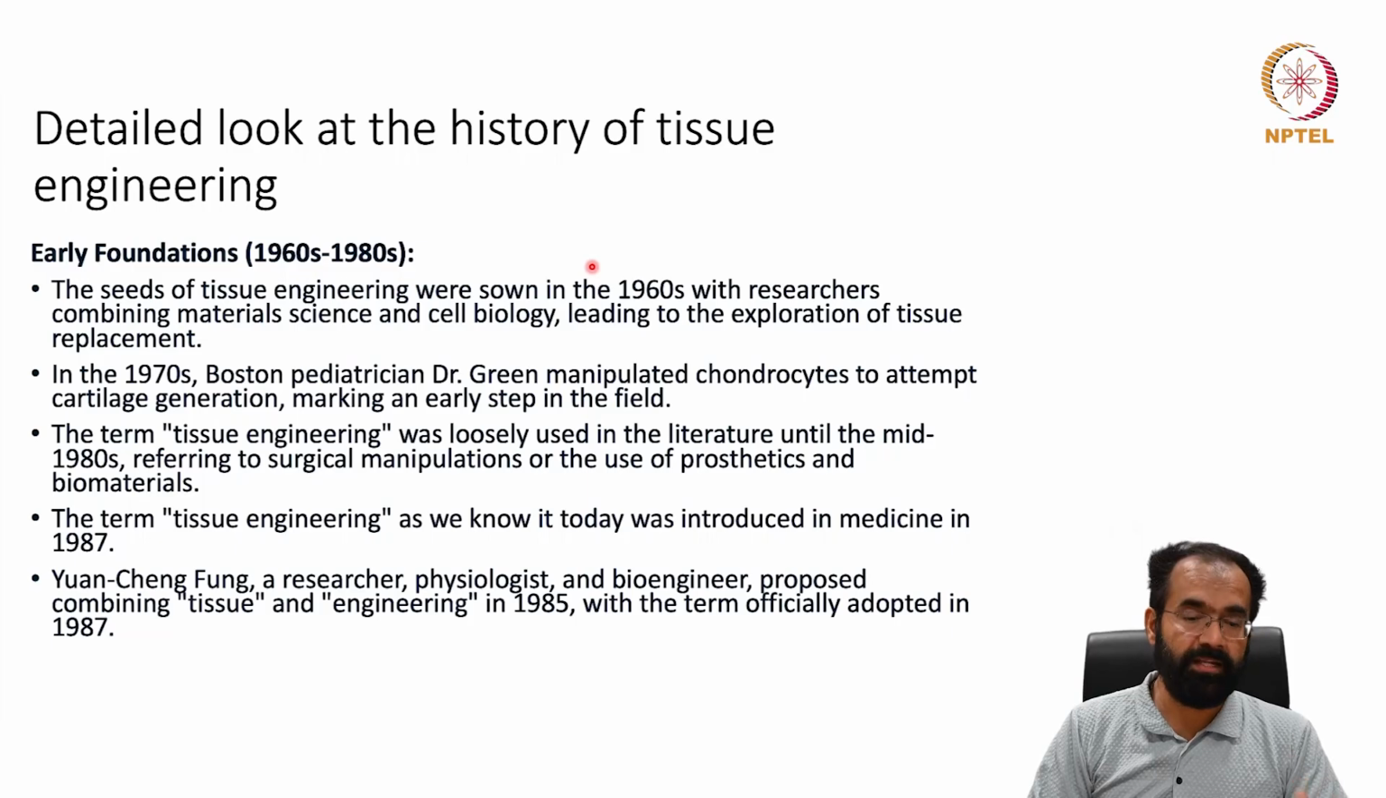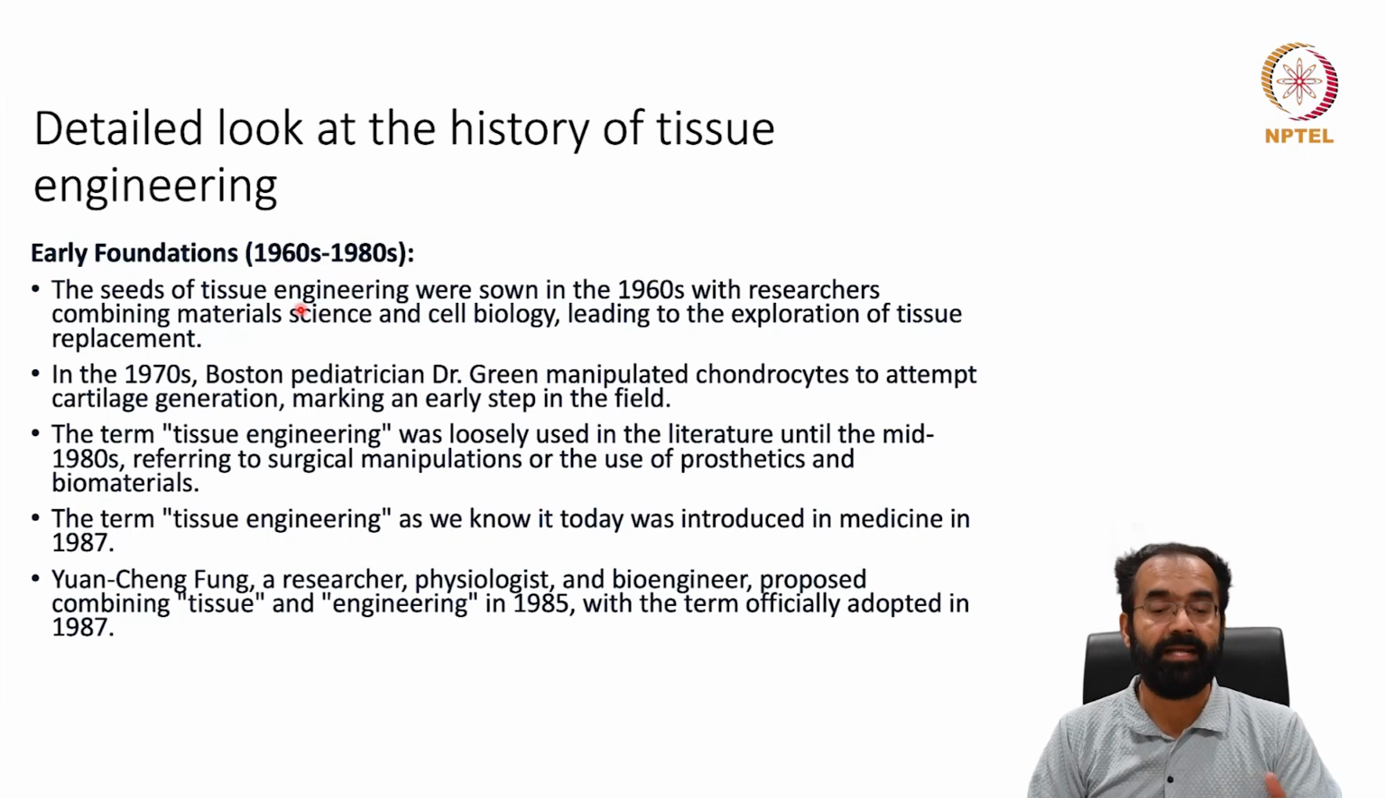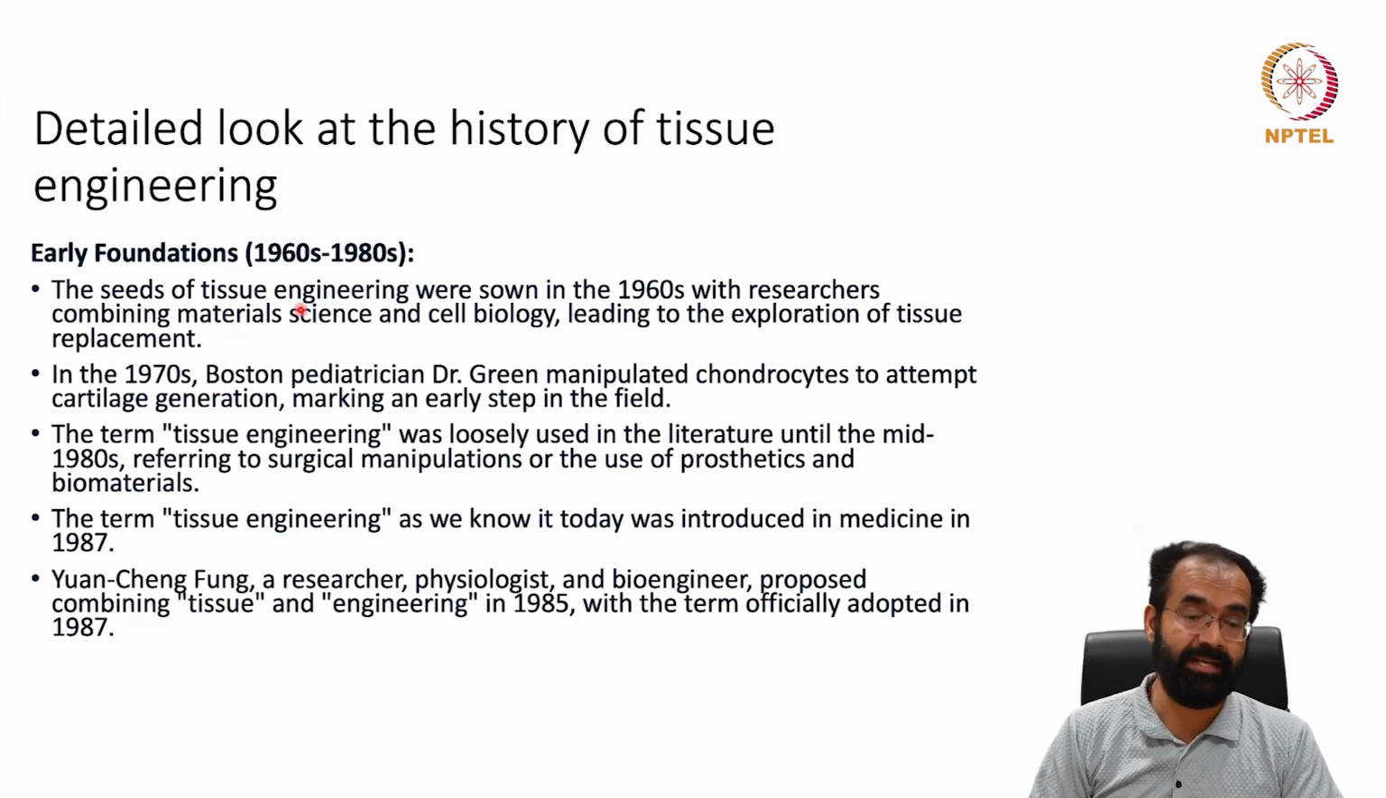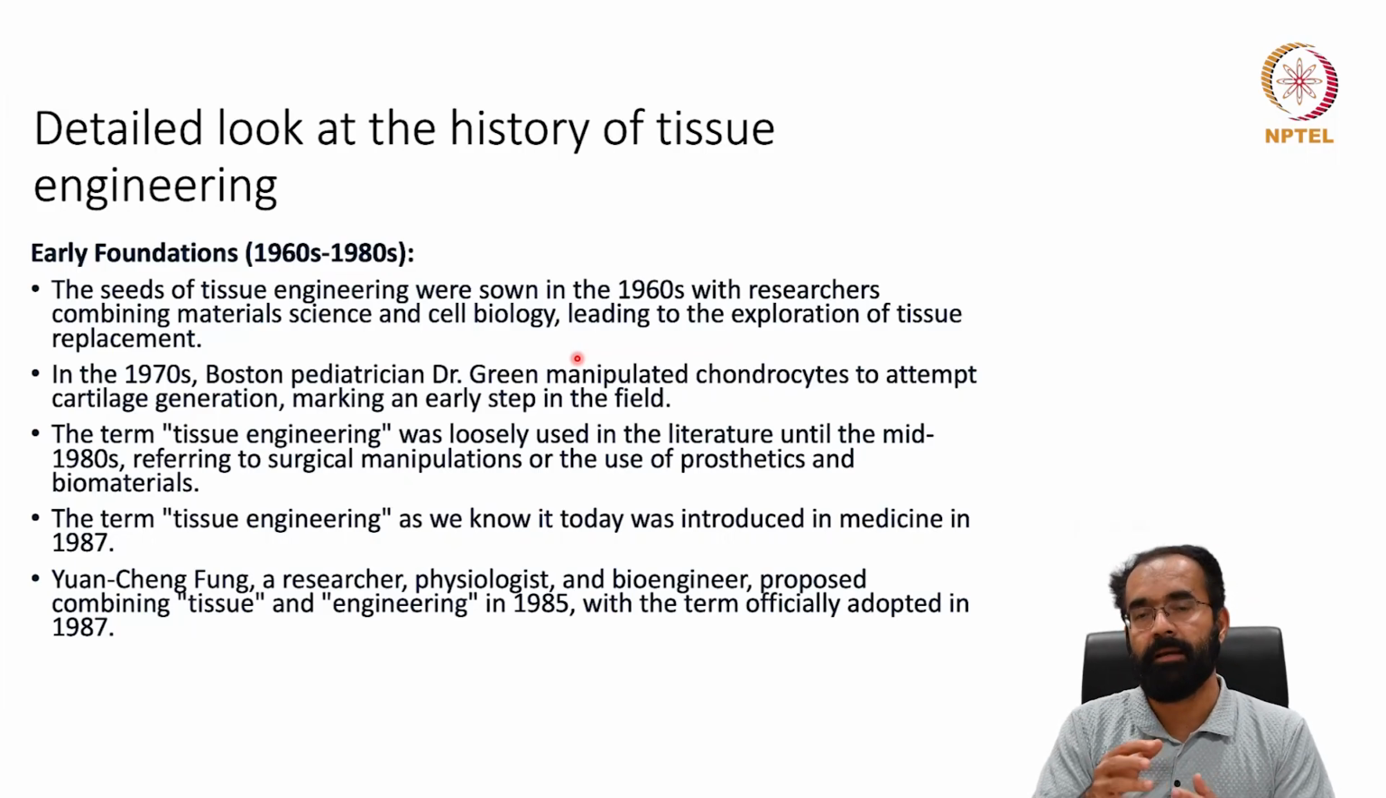So, if you look further into the details of tissue engineering, the early foundations happened between the 1960s and 1980s. The seeds of tissue engineering were sown in the 1960s itself, with researchers combining materials science and cell biology, leading to the exploration of tissue replacement. Can we use a biological material or a non-biological material as a tissue substitute? You are making them more humanized or more organic. That was the whole concept at that time.